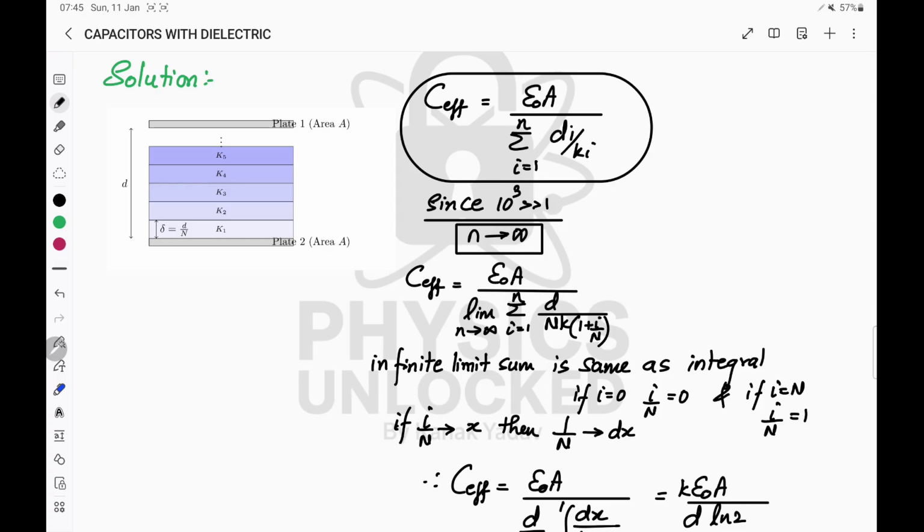So C effective can be written like this: epsilon naught A divided by limit n tends to infinity, summation from i equal to 1 to n, D divided by, I have replaced Ki by K into 1 plus i by n. Right, this is what is given in the question. And they have told us that the thickness of the ith plate is D by n.